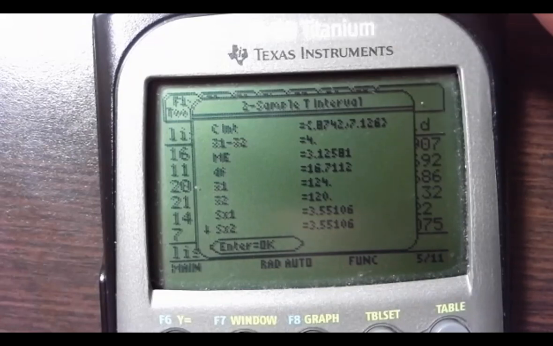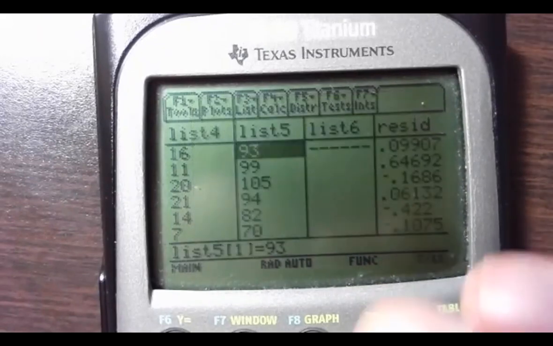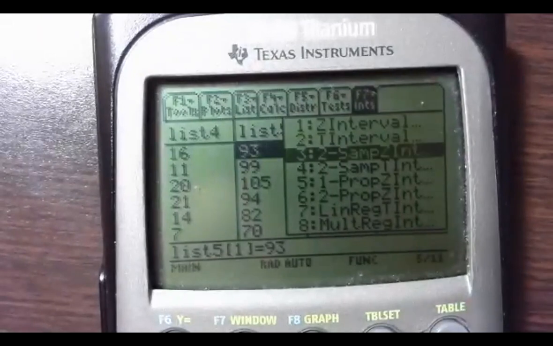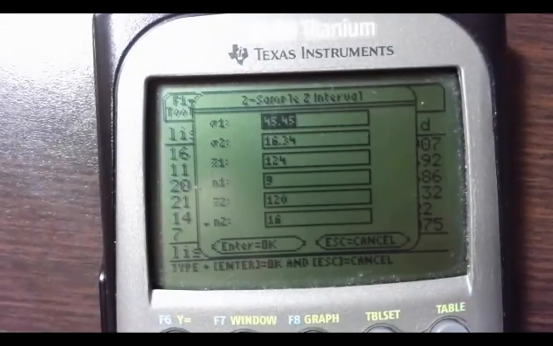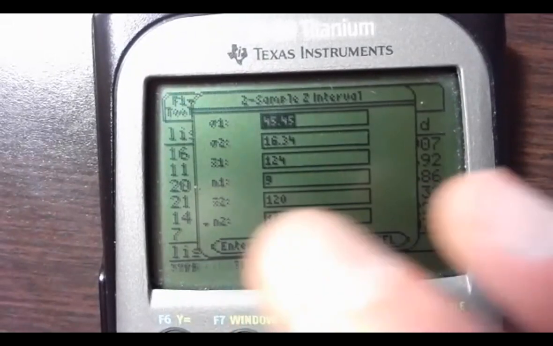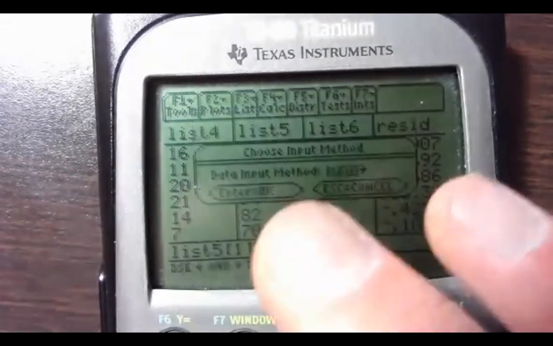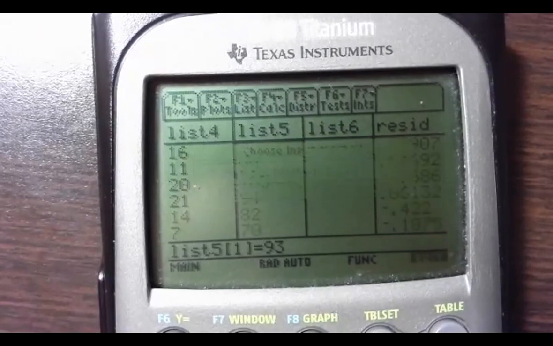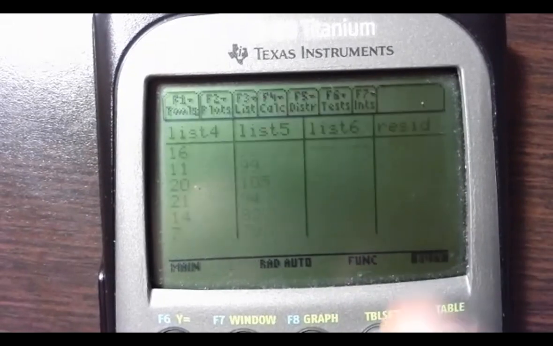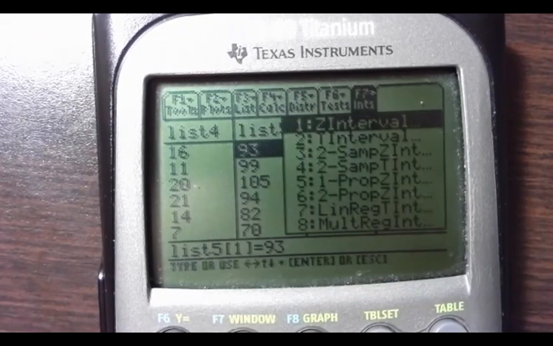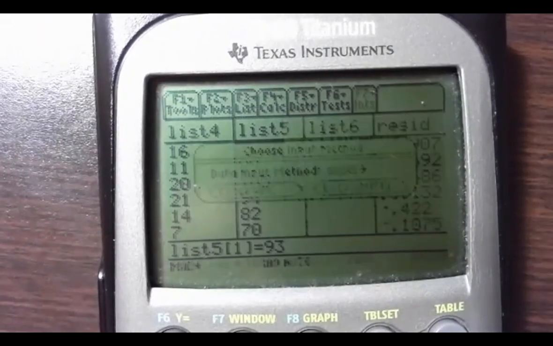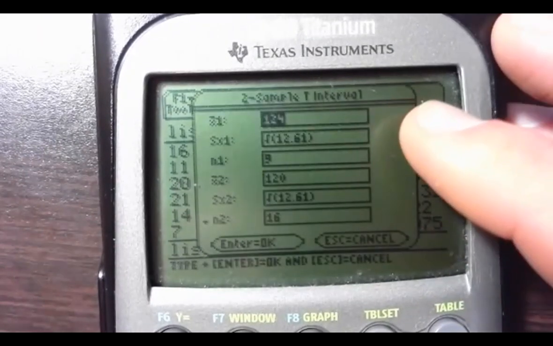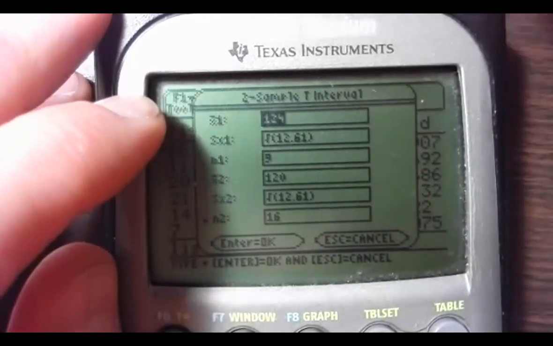Okay, Mary, you're getting, wait, where did you go here? Okay, let me make sure I'm doing this right. 2 sample Z interval. Oops. Yeah, 2 sample Z interval. No, T interval. Oh, that's what I was doing wrong. Okay. So, what am I screwing up here?